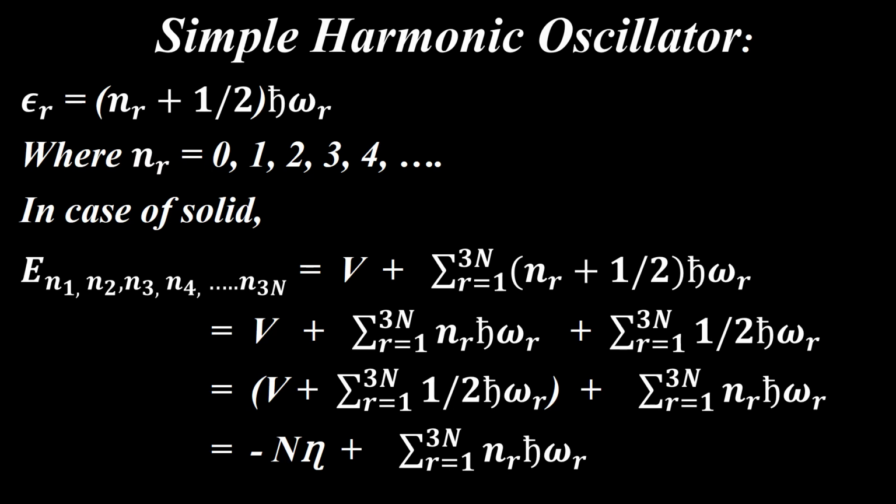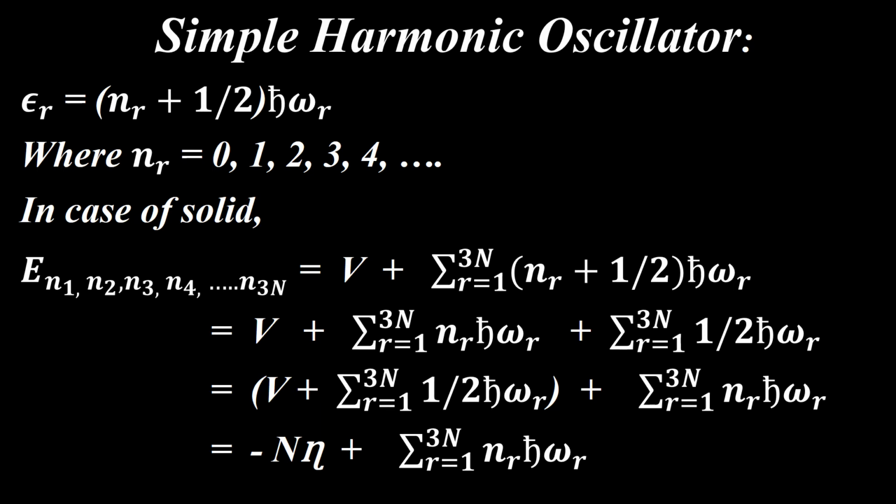In case of 3n, that is the degree of freedom of n number of atoms, the total degree of freedom is 3n, that is 3n coordinates x, y, z, and we get E equal to V plus summation of r equal to 1 to 3n (nr plus half) h cut omega r. Here V means potential energy.